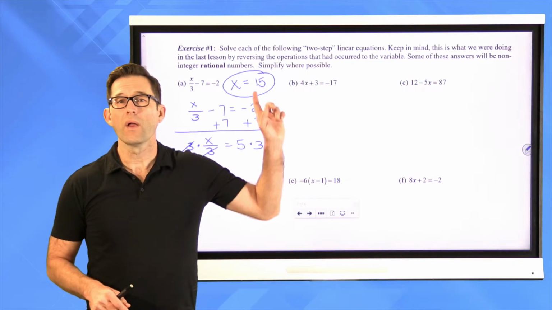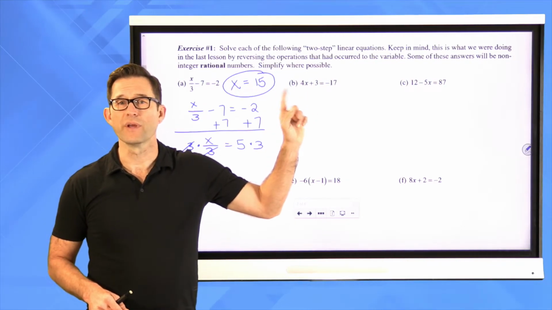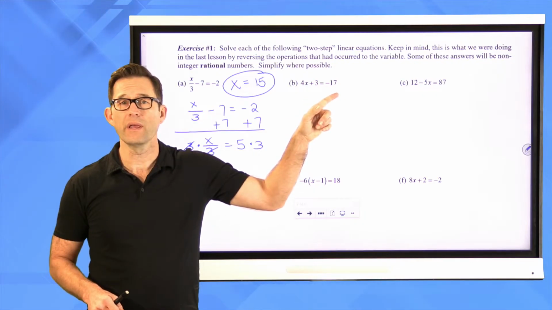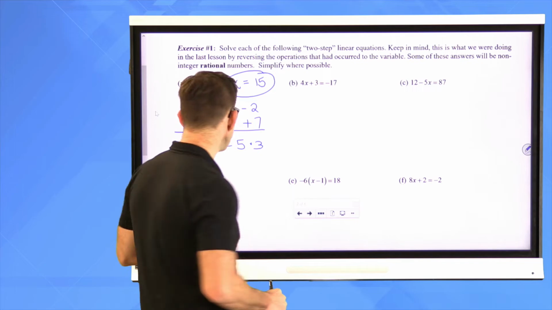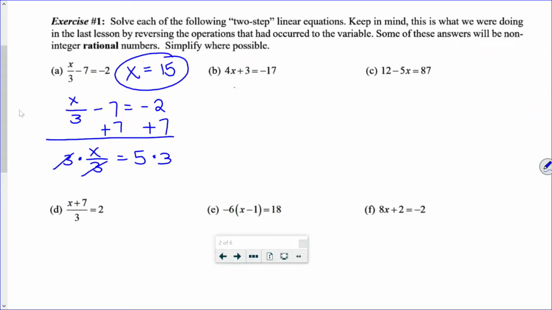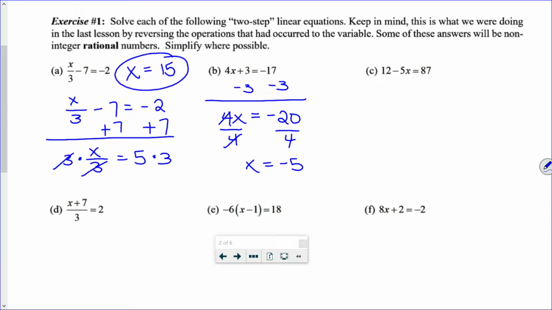All right, well, the expression is 4x plus 3. I multiplied x by 4. I added 3. To undo that, I'm going to subtract 3 and divide by 4. I think this time I'll skip rewriting the problem to give myself just a little bit of extra room. So I'm going to subtract 3 from both sides. That'll give me 4x is equal to negative 20. I'll divide both sides by 4. And I'll get x is equal to negative 5.